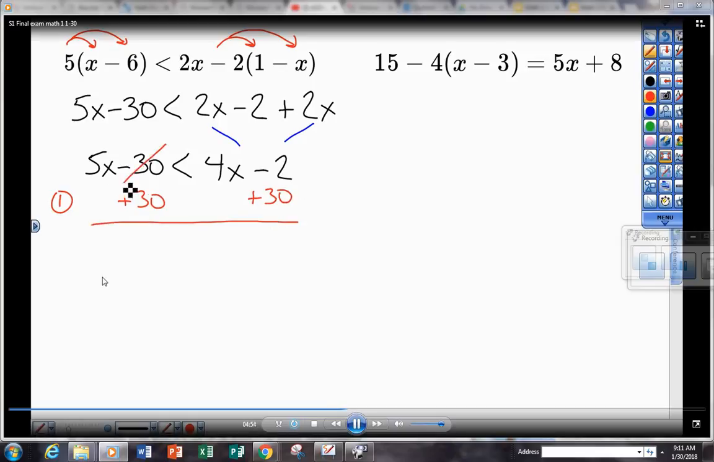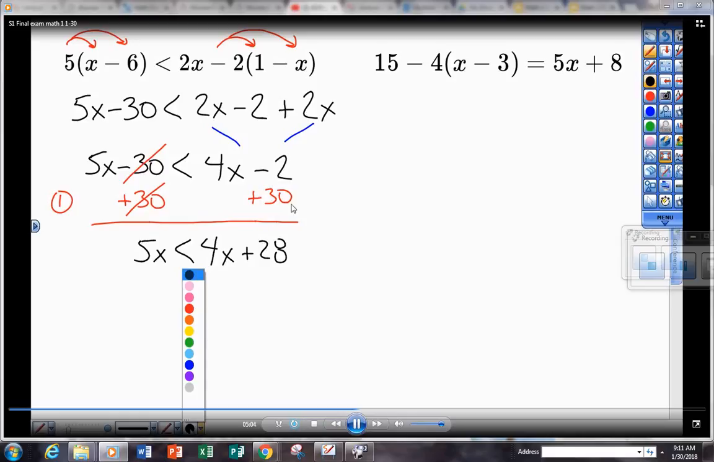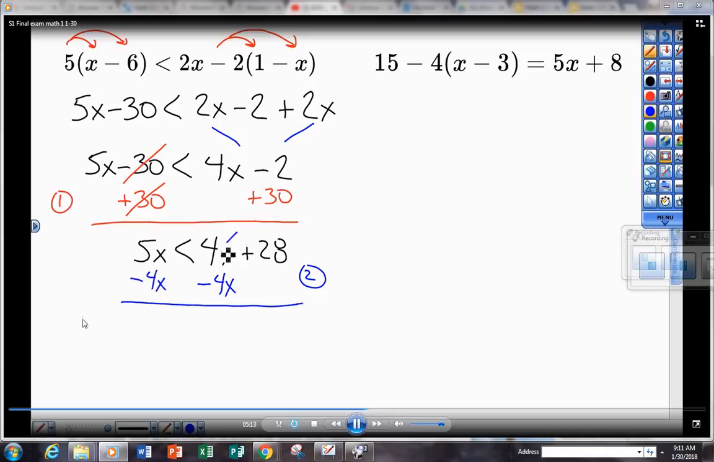Those cancel away. Bring down the 5x. The less than, don't put an equal on there, keep it an inequality. 4x plus positive 28. Know your negative rules. Use a calculator if you need to. Second step, stay over here and eliminate the 4x. Minus 4x, minus 4x. That gives me just plain old x less than 28.